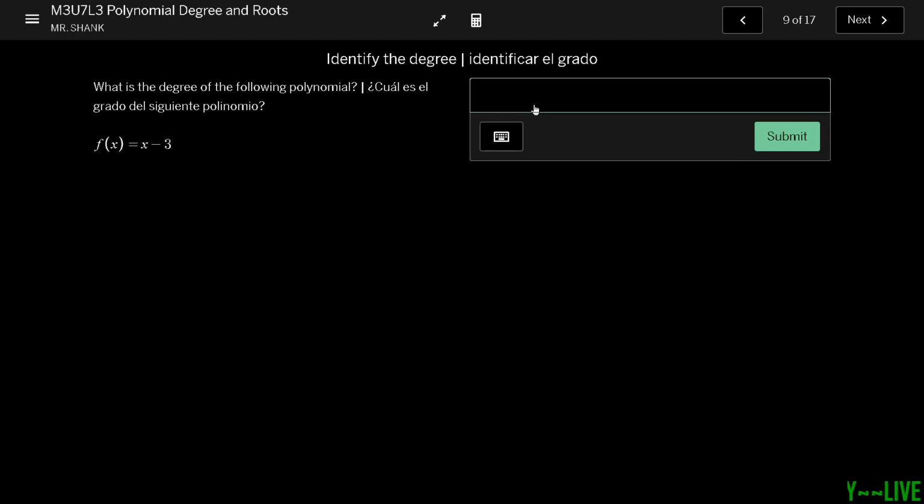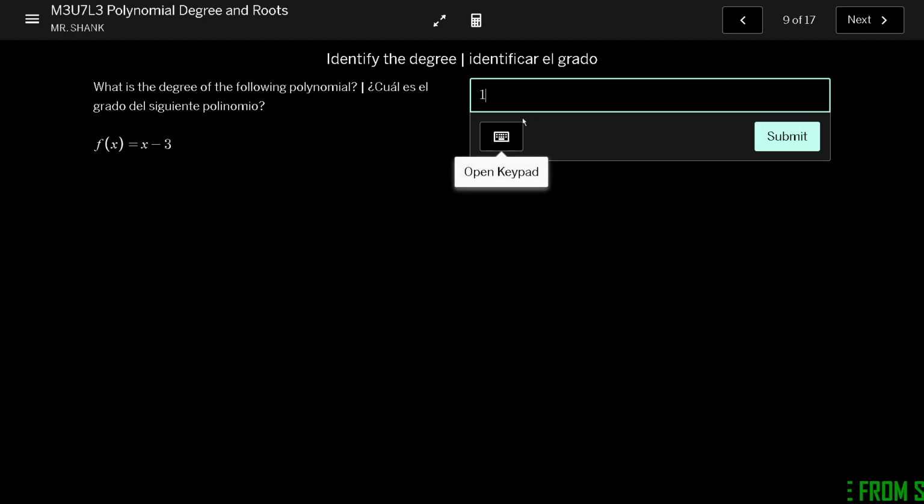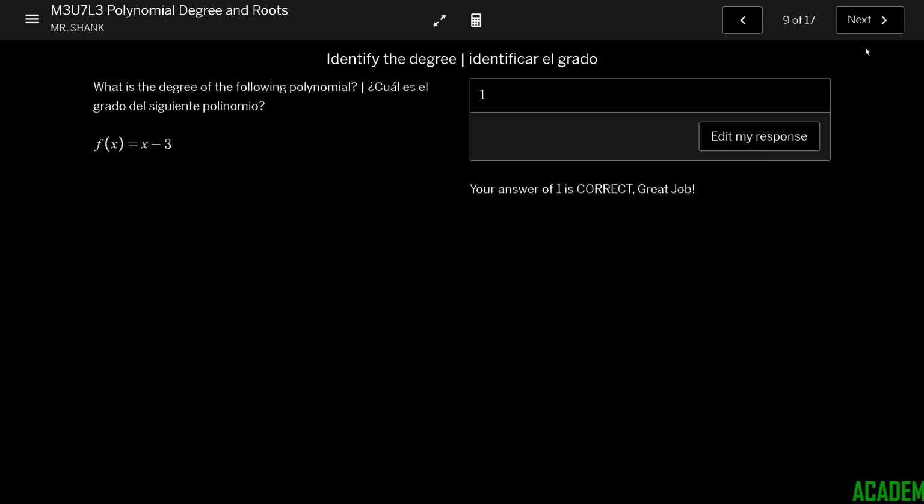Similar idea, this is just a first power polynomial just because I have 1x to the first power, so it's just going to be a linear equation.